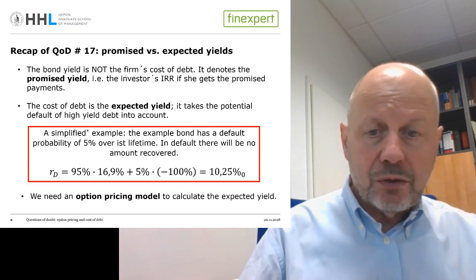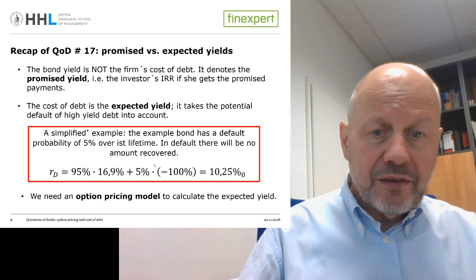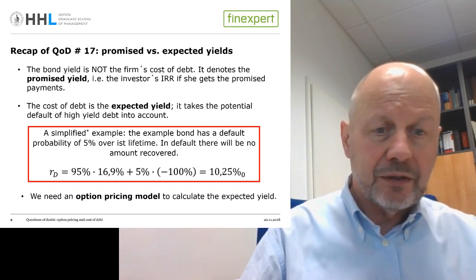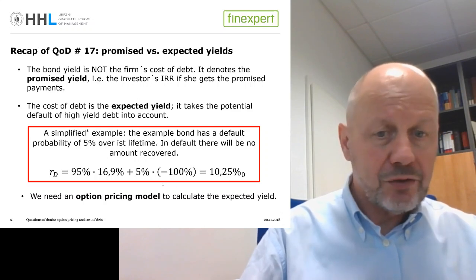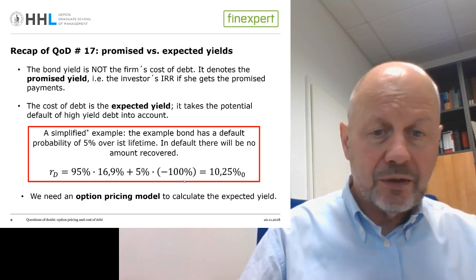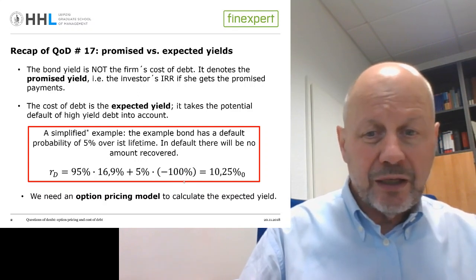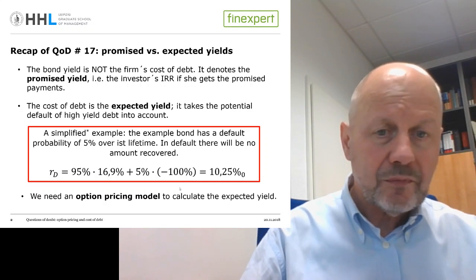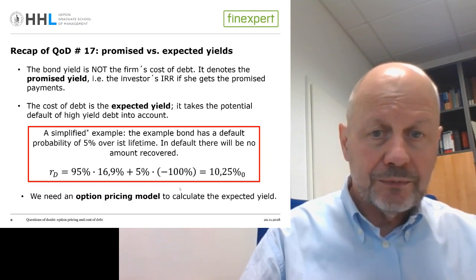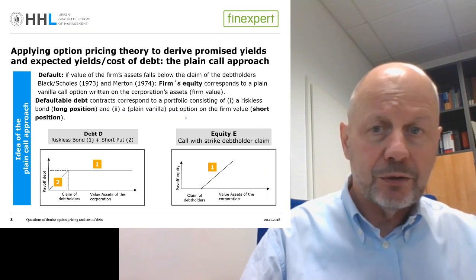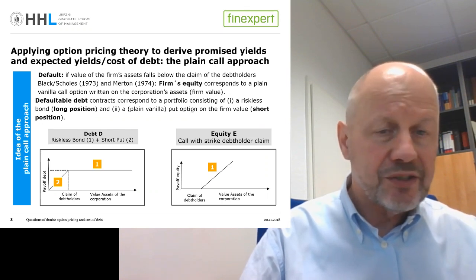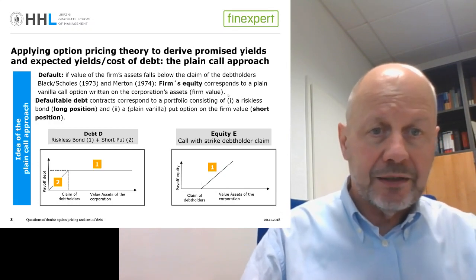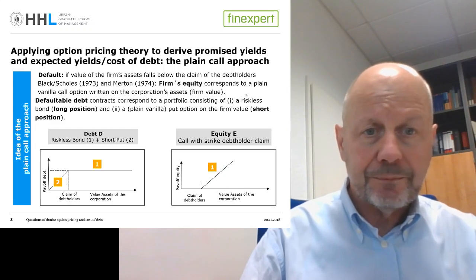So the question that was left over was: how do we get to these figures? 16.9, 10.25. And, as I noted at the end of the last video, we unfortunately need an option pricing model to calculate these figures. This is what I owe you in today's video. I would like to show you a very simple, basic option pricing model, just to highlight the idea that is behind this expected return and cost of debt approach.